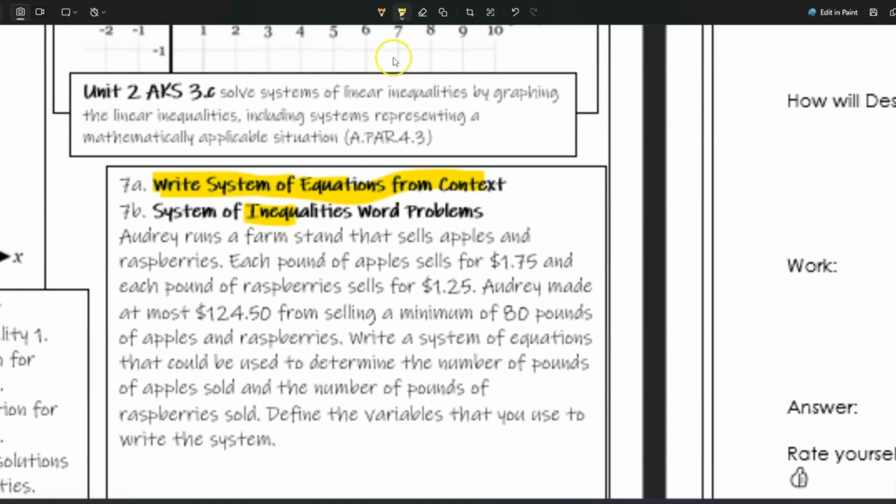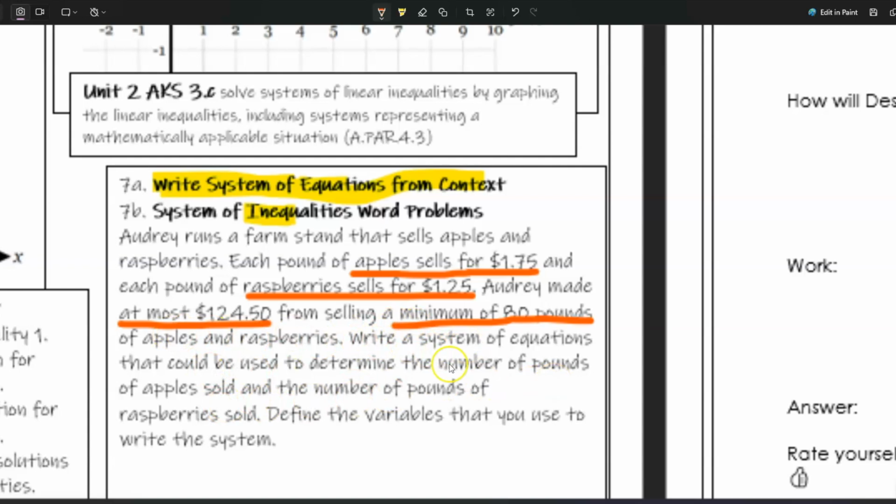So again, if you don't have the highlighter tool, what you're going to do is just simply underline it. All right, so for us, let's underline. Find my numbers real quick. So apples, and then, sorry, $1.75, and I'll underline apples as well because I need my keyword. Raspberries, that's $1.25. I need my keyword. Audrey made at most. I need that as well. At most, my keyword and the number. From selling a minimum, again, I need the keyword and the number of raspberries.